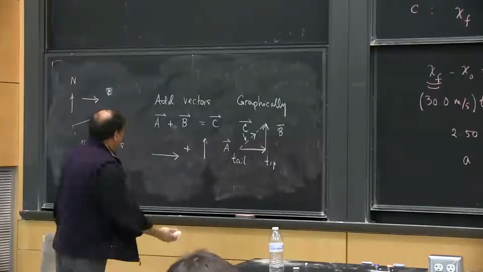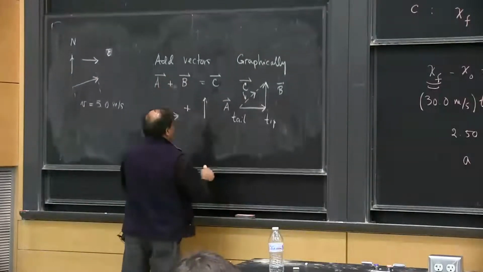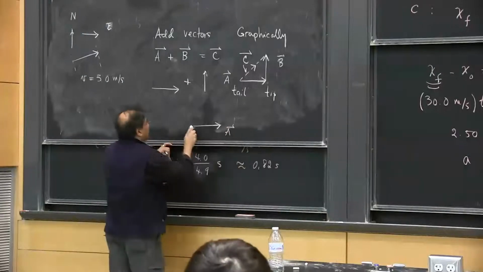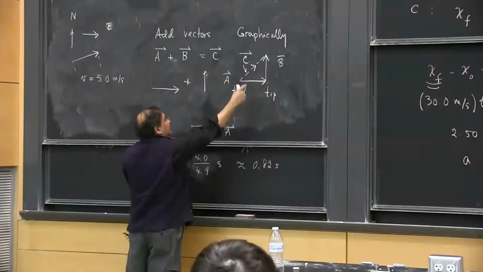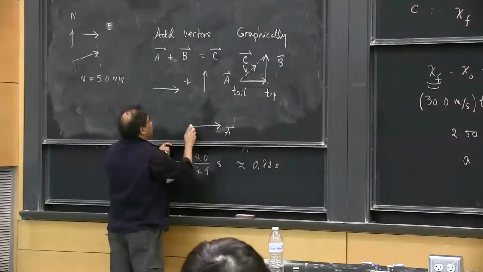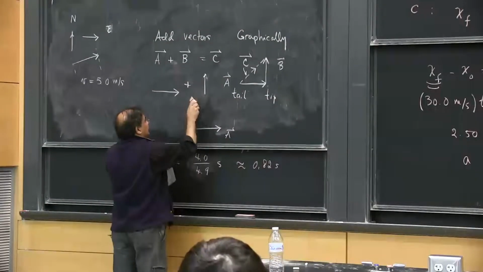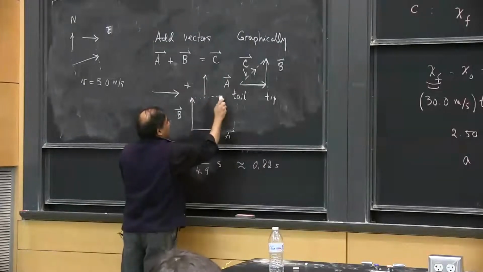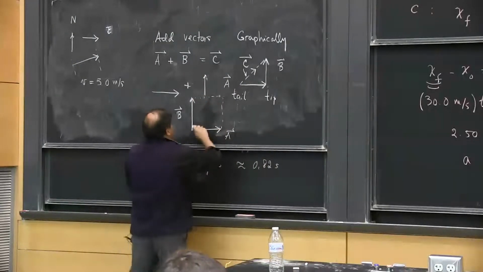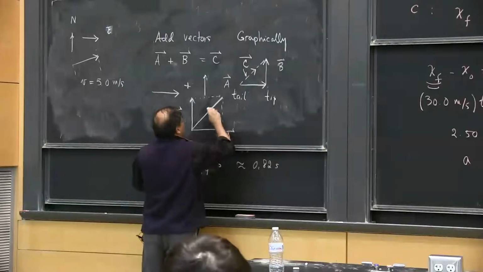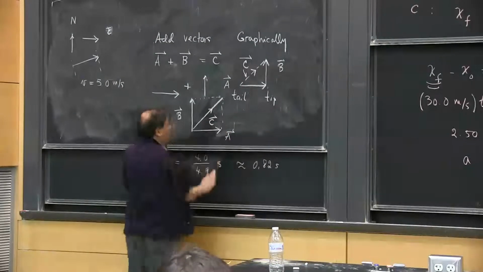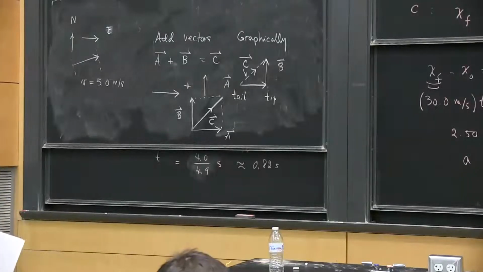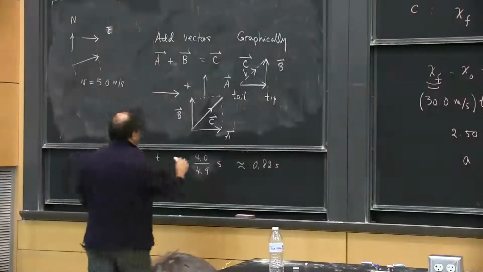The other way of doing the exact same thing would be, I can put A here, and then instead of putting the tail of B at the tip of A, I put both the tails together. That would also have the exact same effect, except now I'll complete the parallelogram and draw the diagonal. And this diagonal will turn out to be the resultant vector, the sum of the two vectors, resultant vector C.